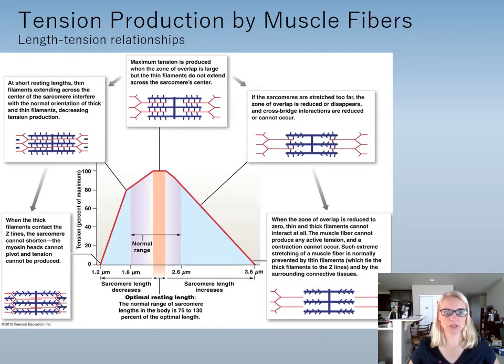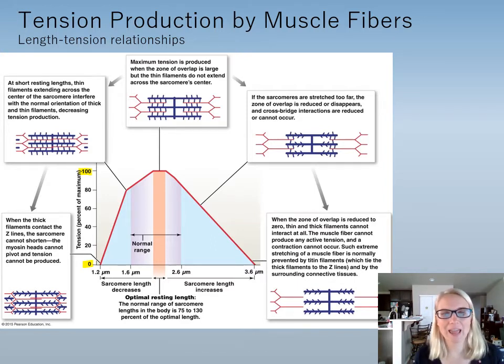The first thing we're going to take a look at is the length tension relationships. So what we have here is a graphical representation of the tension production represented as percent of maximum. So if we measure the maximum amount of tension that can be produced by a muscle, then that is going to be 100%. If it can't produce any tension, 0%. So we're not putting a weight to it. It's just percent of maximum.